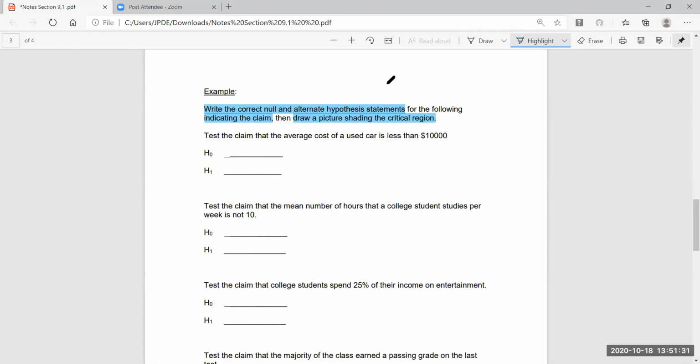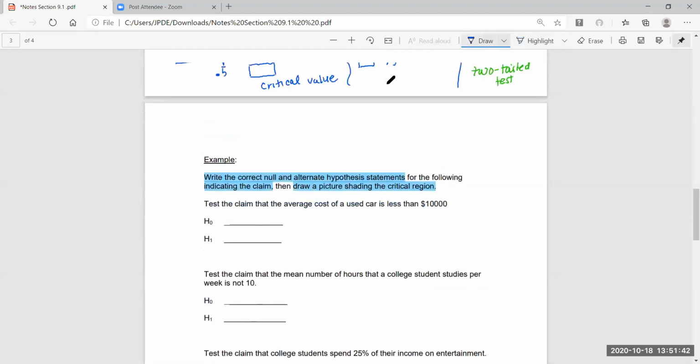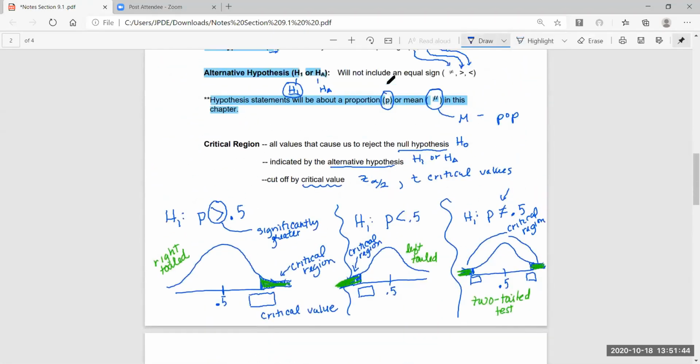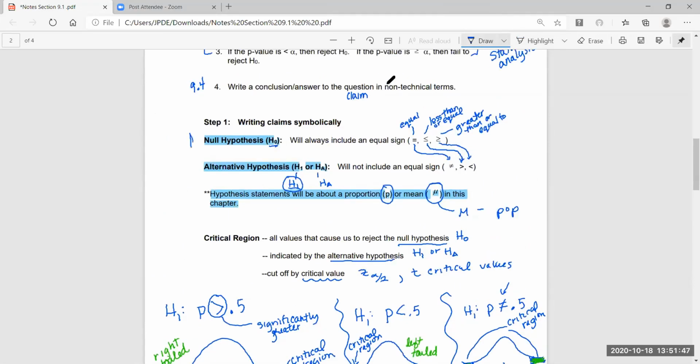When you're finished with this example, you're probably going to feel a lot more comfortable with this. So the key things as we're doing these, we're writing H0 and H1. And the key thing I would want you to remember, if we go back here, we said right here for the null hypothesis, it always has an equal somewhere in there. Equal, less than or equal, greater than or equal. The alternative hypothesis will not have an equal sign. So it could be not equal, and you might say, well, that's an equal sign. It's not equal, though. Greater than, less than.